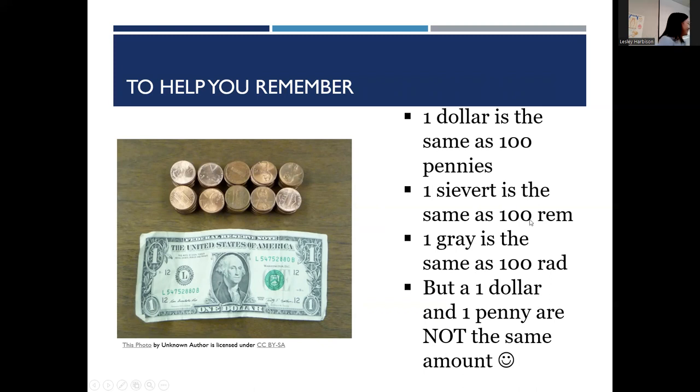Is that good? Okay. It seems complicated, but we're not making it complicated. What you need is to learn the words, sievert and gray, rad and rem, and then understand that general value, and you'll be good. That's really all you need to know for assessments, for a quiz or exam.